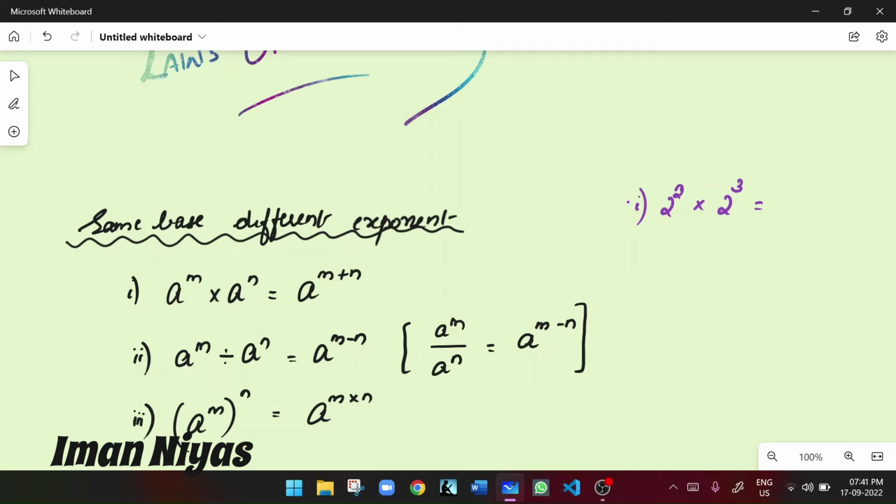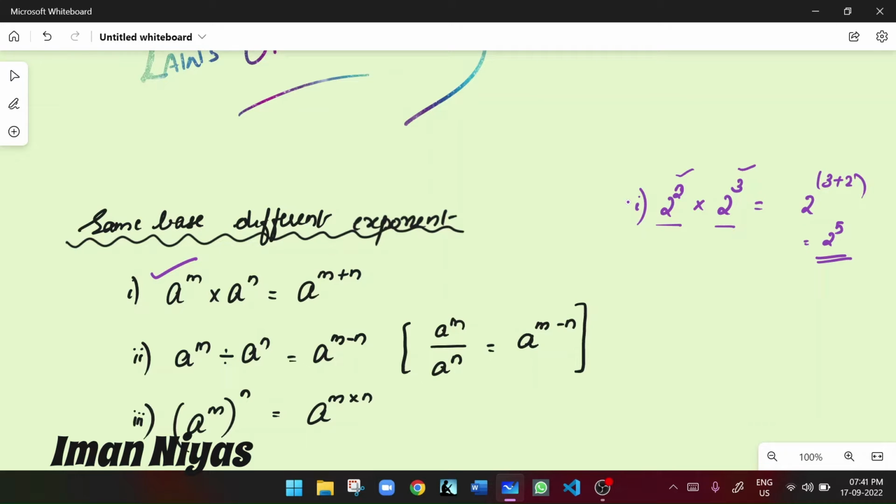So you know that a raised to m multiplied with a raised to n is a raised to m plus n. Here the exponents are different but the bases are the same. You know this is the base and these are the exponents. So we can combine it and write it as a raised to m plus n. That means 2 raised to 3 plus 2. So what will be the answer? 2 raised to 5. So this is the way you can write it.